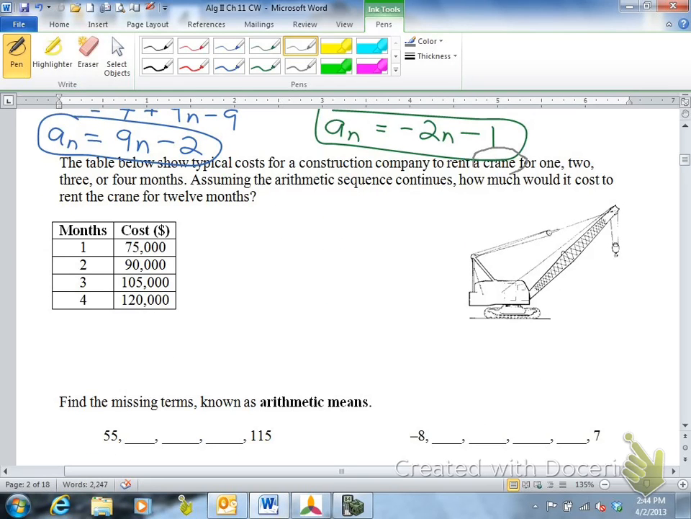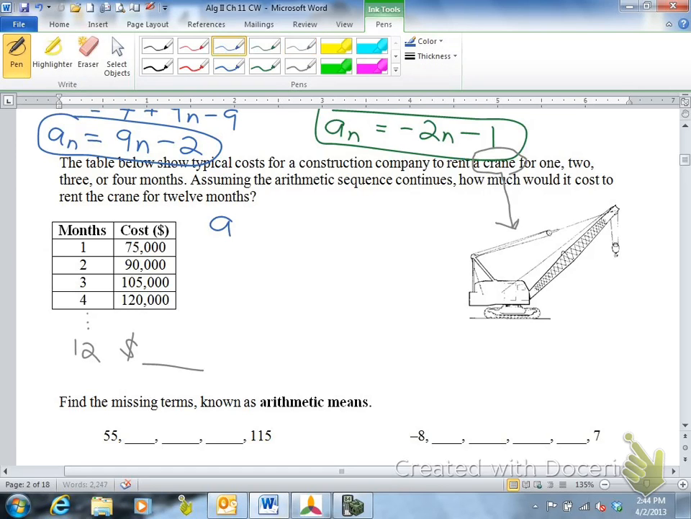On the next one, the table below shows the cost for a construction company to rent a crane. That's a crane. For 1, 2, 3, or 4 months, assuming the arithmetic sequence continues, how much would it cost to rent the crane for 12 months? So the first month's $75,000. And basically we want to know, after 12 months, what's the cost of the crane?